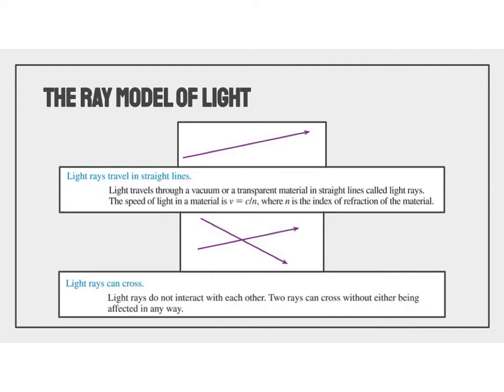So the ray model of light, a couple key things with this. It travels in straight lines. Very simple. It has to go in a straight line. The speed of light is based on the material that it travels through, or the index of refraction, as we talked about last section. And light rays can cross. It doesn't really matter. They can overlap. They can interfere with each other without changing anything about it, just like sound. And we talked about that in the last unit when we talked about waves. So this is kind of a wave property, but really it's not. Light rays can cross. They travel in a straight line.